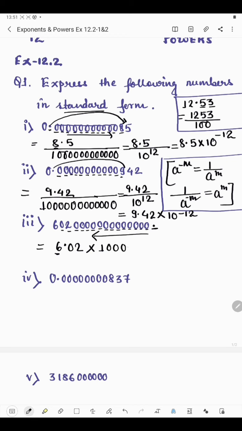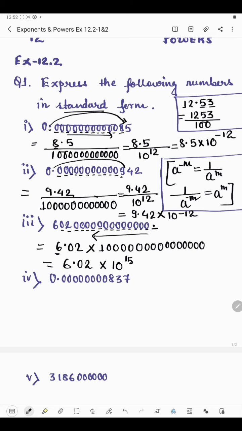1, 2, 3, 4, 5, 6, 7, 8, 9, 10, 11, 12, 13, 14, 15. Okay. Now we will write this in power notation. So it will be 6.02 multiplied by 10 raised to the power 15.